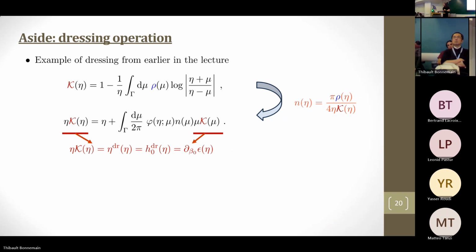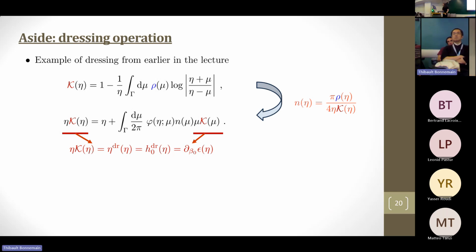Okay. And in fact, we've already encountered an example of dressing, so that's what we were talking about earlier, Paola. If you take the definition of the asymptotic density of space, multiply everything by eta, and use the fact that n and rho and k are related, you end up with this equation from which you can identify that eta k is just eta dressed, or h naught dressed, or the beta naught derivative of the pseudo energy.